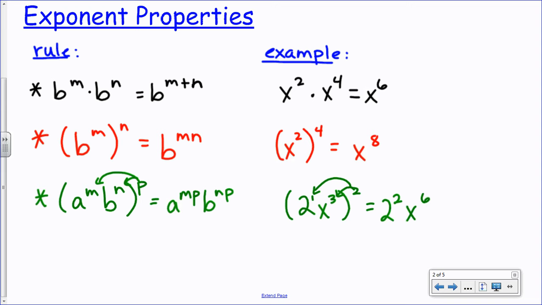If you have a number as a base and an exponent that's 5 or less, go ahead and evaluate that. So give me the number that is. So 2 squared is 4. So I simplify that to 4 x to the 6th.